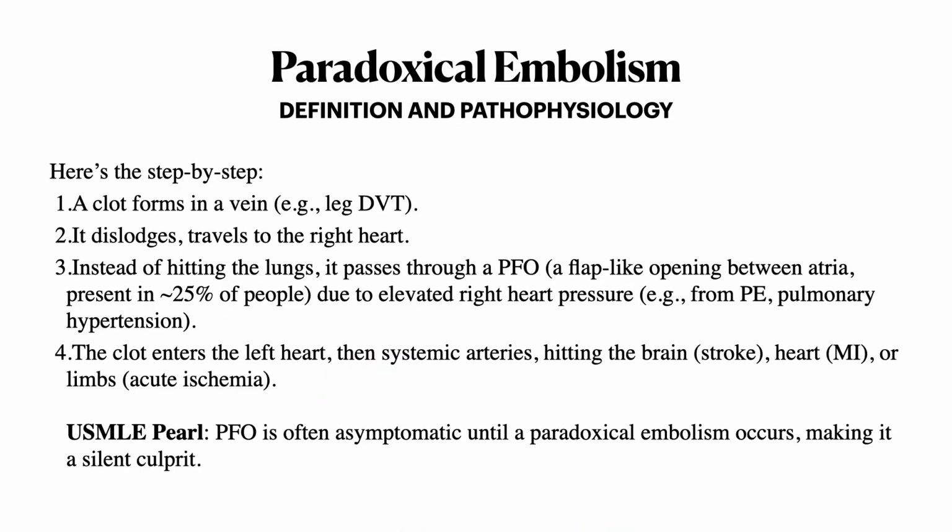So here is the step-by-step. A clot forms in a vein, for example a leg DVT. It dislodges and travels to the right heart. Instead of hitting the lungs, it passes through a PFO, a flap-like opening between the atria present in 25% of people, due to elevated right heart pressure from pulmonary embolism or pulmonary hypertension, right? So the clot enters the left heart, then the systemic arteries, hitting the brain where it causes stroke, the heart where it causes MI, that is myocardial infarction, or the limbs where it causes acute ischemia.